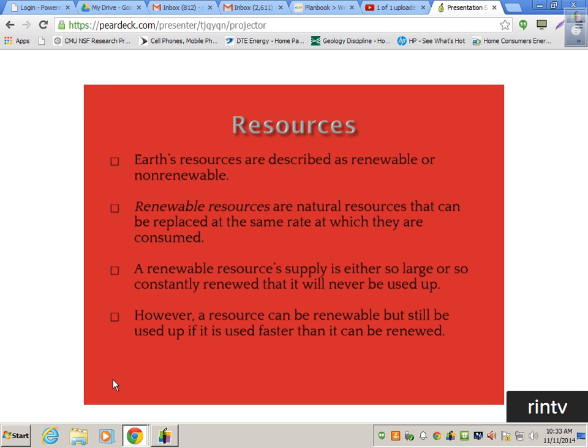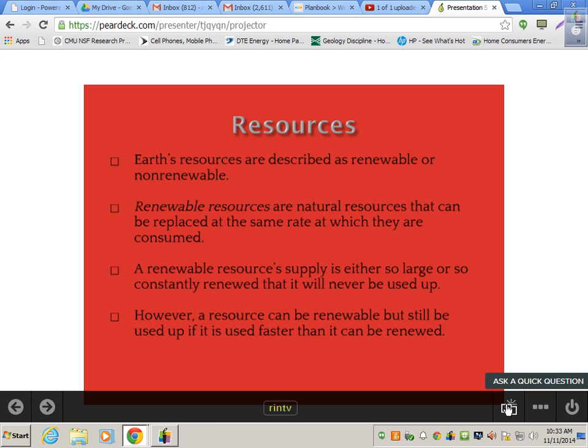Now, Earth's resources are described as renewable or non-renewable. Either we can use them at a rate at which we can replace them, or we use them at a rate we cannot replace them. So renewable resources are natural resources that can be replaced at the same rate at which they are consumed. A renewable resource supply is either so large or so constantly renewed that it will never be used up. However, a resource can be renewable but still be used up if it is used at a faster rate than what it can be renewed.